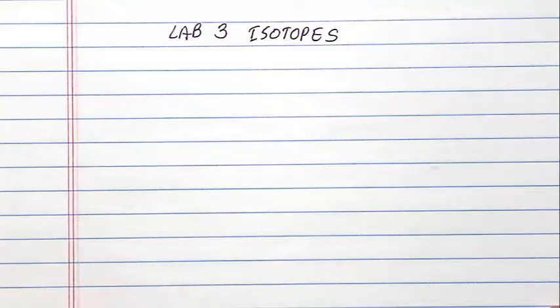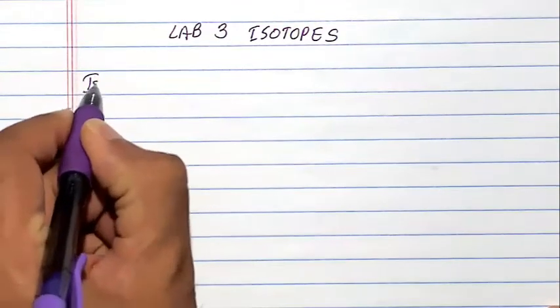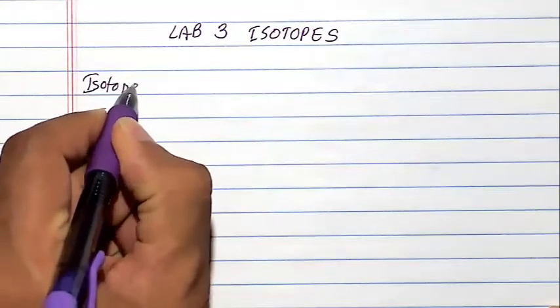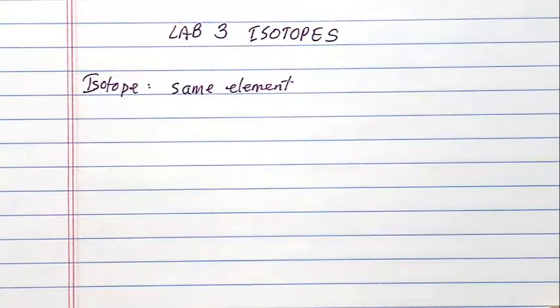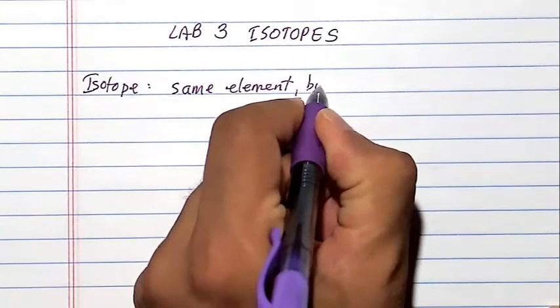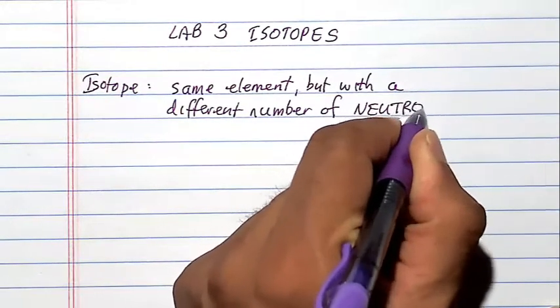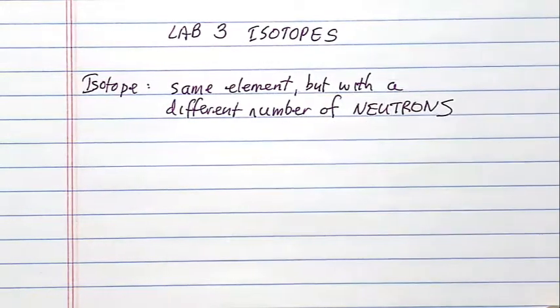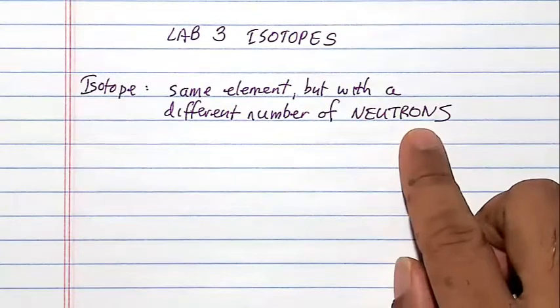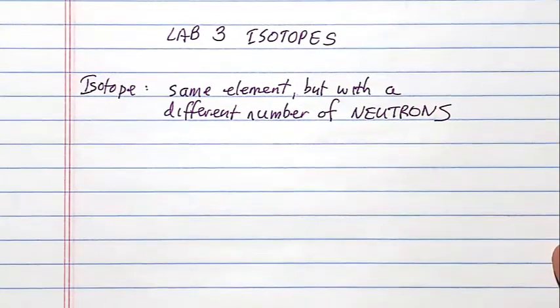Laboratory 3 deals with isotopes and mass spectrometry. First, let's talk about isotopes and define the term. An isotope basically is the same element, but with a different number of neutrons. Neutrons being the key discriminatory subatomic particle that discriminates one isotope from another.